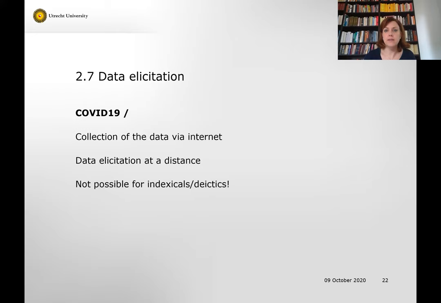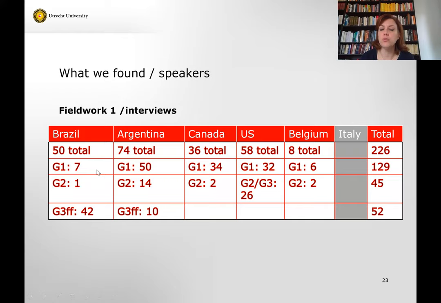In all, we collected 50 total interviews in Brazil, 74 in Argentina, 36 in Canada, 58 in the US, 8 in Belgium. We also included Belgium at some point because we saw that the profile of Canadian speakers was so extremely different from everything else. Canadian speakers have, on average, a much higher level of education, and they are what you would call expats, but also the first generation emigrants, they're all bilingual. So there's always English interfering.